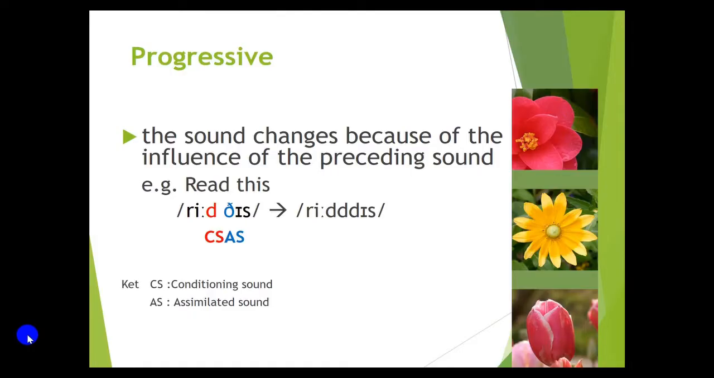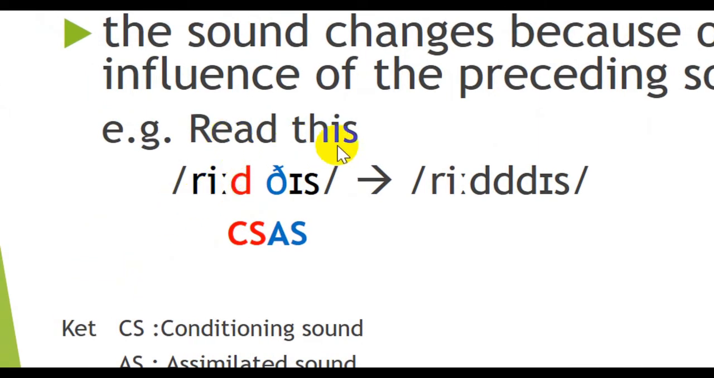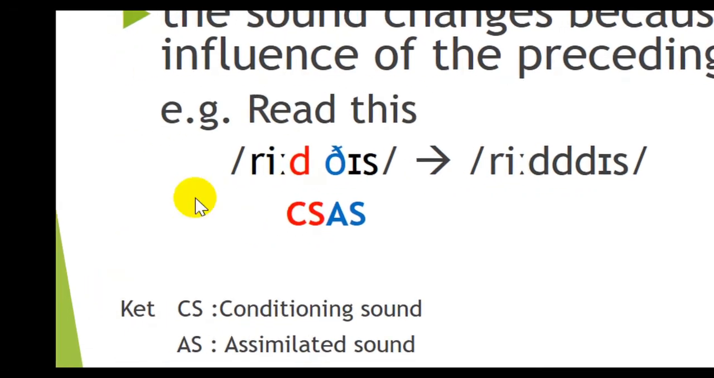The second one is progressive assimilation. Progressive assimilation is the other way around. So the sound changes because of the influence of the preceding sound. Okay, remember the preceding sound. For example, here the words "read this." Here we have "read" as the conditioning sound, the one that influences, and then "this."